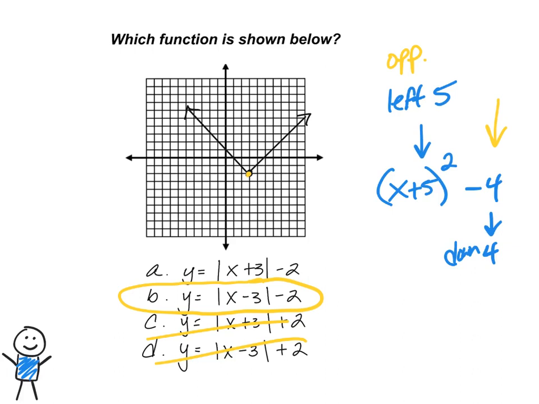So just remember, whatever is inside the grouping symbol is a left or right shift opposite of what you would think, meaning a +3 actually means to go to the left 3, and a -3 actually means to go to the right 3. And then the outside values from your grouping symbol, your brackets, your parentheses, or your absolute value, it's a vertical shift up or down, the same that you would think. -2 means down 2, +2 means up 2.